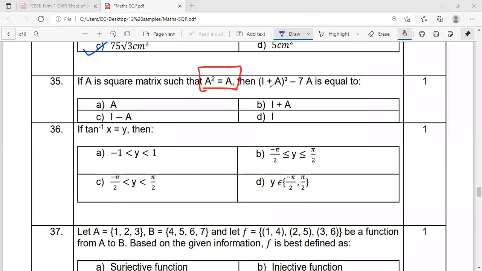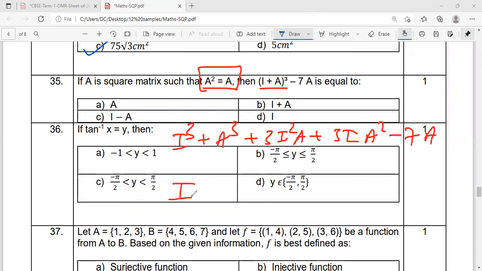A square equal to A is given, so we know A plus B whole cube. What is A plus B whole cube? If we apply the expansion, this is I cube plus A cube plus B cube plus 3A square B, I square A plus 3AB square, I A square minus 7A. So just in two steps, I is the identity matrix, so I cube is also equal to I. A cube can be written as A into A square. So A into A square becomes A into A, and A into A is again A square.